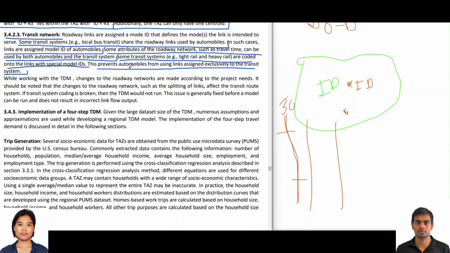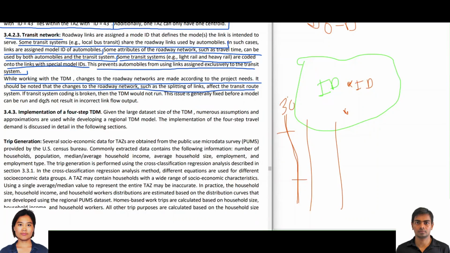Transit networks are very tricky to play with. We usually run it as it is, and we try not to touch the transit network unless we have to. It's very tricky. While working on a TDM model, changes to roadway networks are made according to project needs. It should be noted that changes to roadway networks, such as splitting the links, affect the transit route system. If the transit system coding is broken, then the TDM would not run. This is a very big and very common issue.